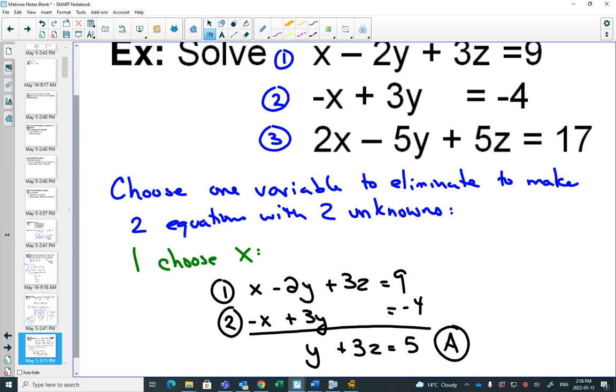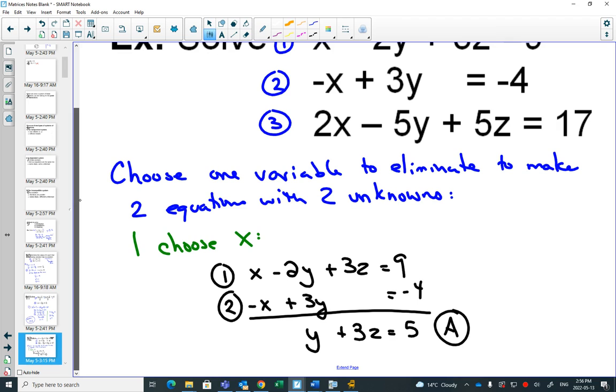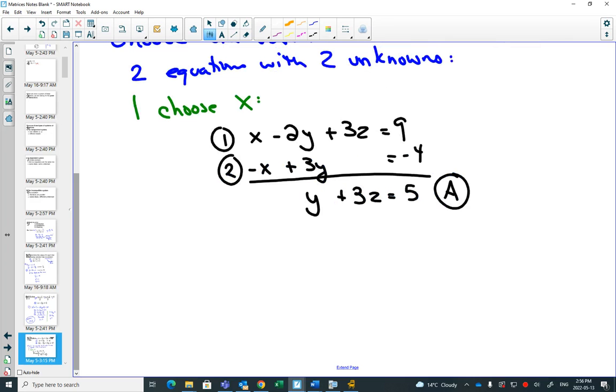Now I have to choose 2 other equations and eliminate x again. I've used up 1 and 2. I could either choose 1 and 3 or 2 and 3. It really makes no difference, it just depends on what you think is the easiest to eliminate another x value. So I'm going to use 2 and 3.